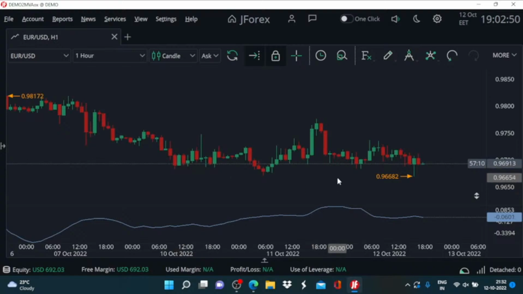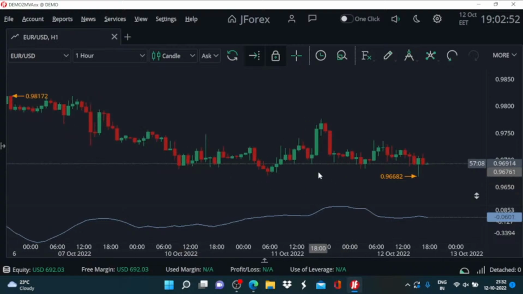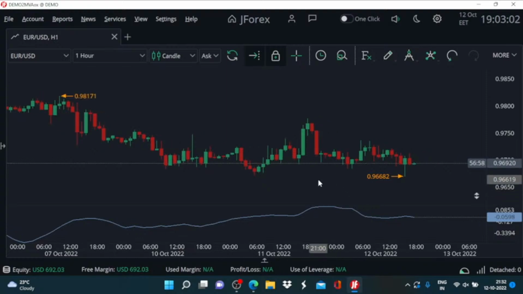So that's how this indicator is going to help you look at the existing trend. If it is bullish, then you can go for buy trades. If it is bearish, then you can go for sell trades.